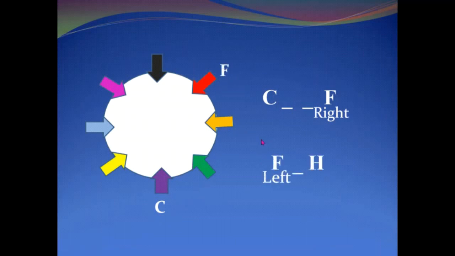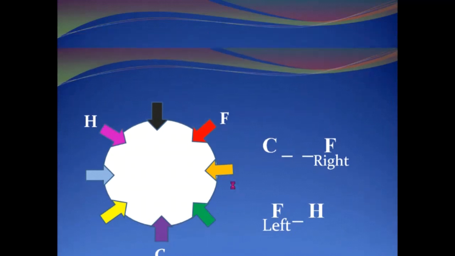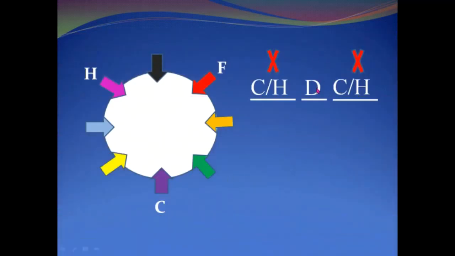According to the third condition, F is sitting second to the left of H. So where should I place H? Here. Because F is sitting 1, 2, second to the left of H. Right? According to the fourth condition, D is not a neighbor of C or H. So I can't place D here, here, here and here. So where can I place D? Here only. Okay.